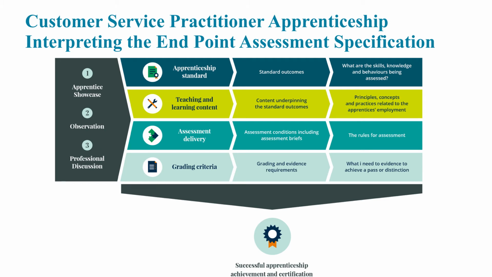For each of the 3 assessment components, so the apprentice showcase, the observation and the professional discussion, there are 4 main elements of the endpoint assessment specification. The first element is the apprenticeship standard. What we've done is clearly break down which elements or modules of the apprenticeship standard are assessed by, for example, the apprentice showcase. So what are the skills, knowledge and behaviours being assessed by the apprentice showcase, for example?